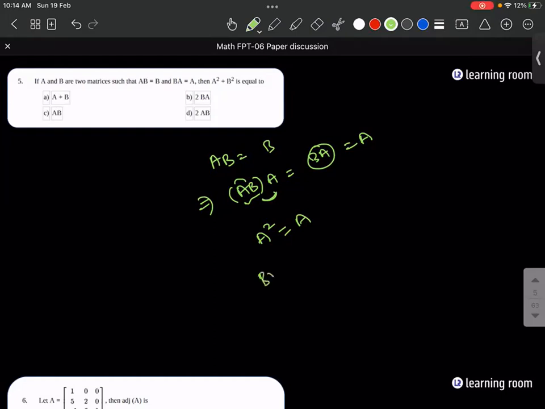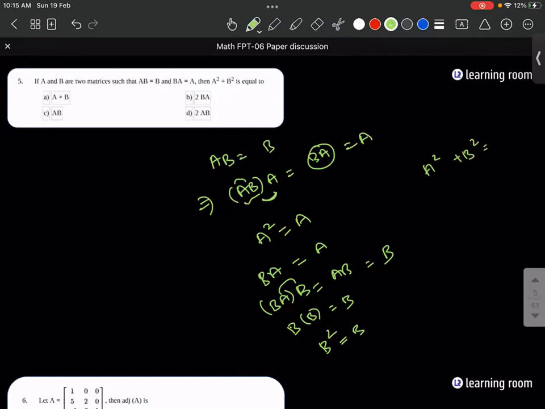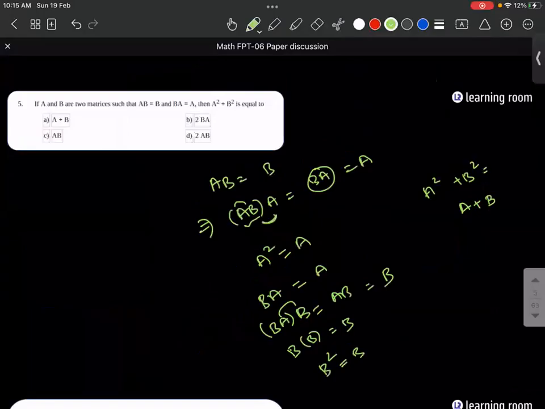Similarly, if you have BA is equal to A, multiply with B on both the sides. So BA into B is equal to AB, and AB is actually B. So B into this AB is B. So B square is equal to B. So what will A square plus B square be equal to? It will be A plus B. Right. You have to understand. So A square plus B square will be A plus B.